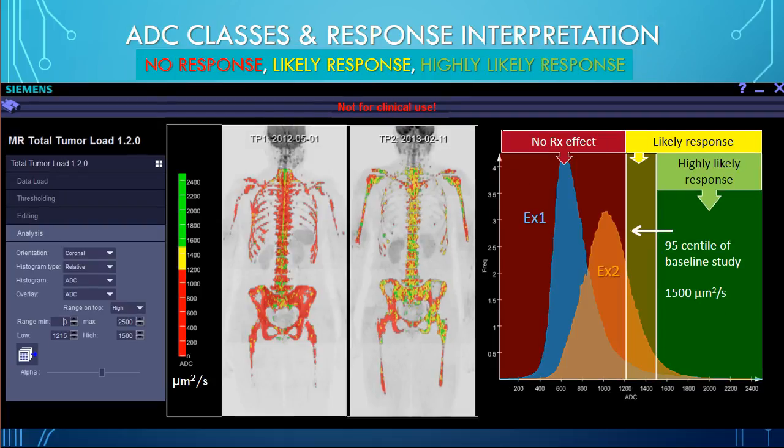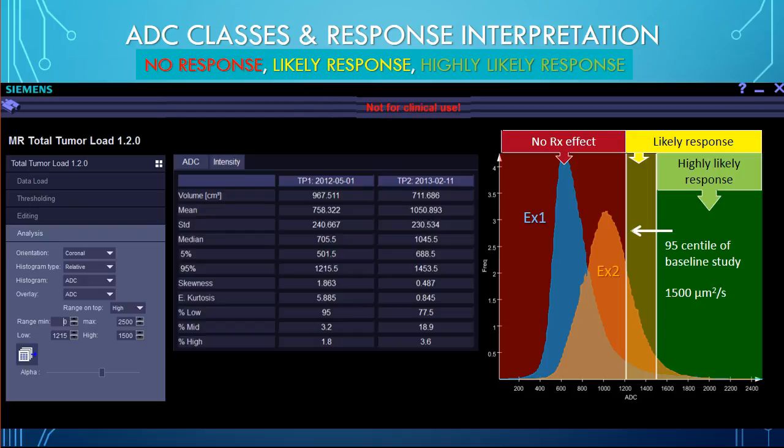Therefore, in a response assessment setting, voxels that are red are deemed not to be responding. Voxels in yellow show likely response, and green voxels represent areas that are highly likely to be responding. Of course, it's also possible to measure the relative proportions of these different classes of tissues using histogram statistics.